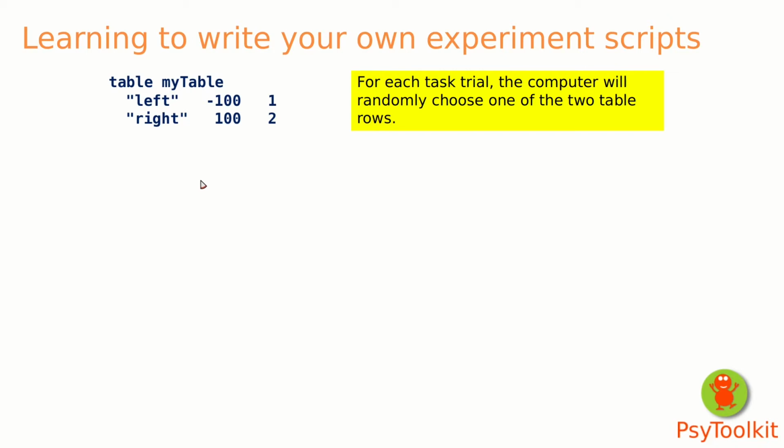What happens in PsyToolkit is that every time the task is being run, the computer can choose at random one of these two rows. So there are of course variations on how you can do this, but that's one way of doing it.